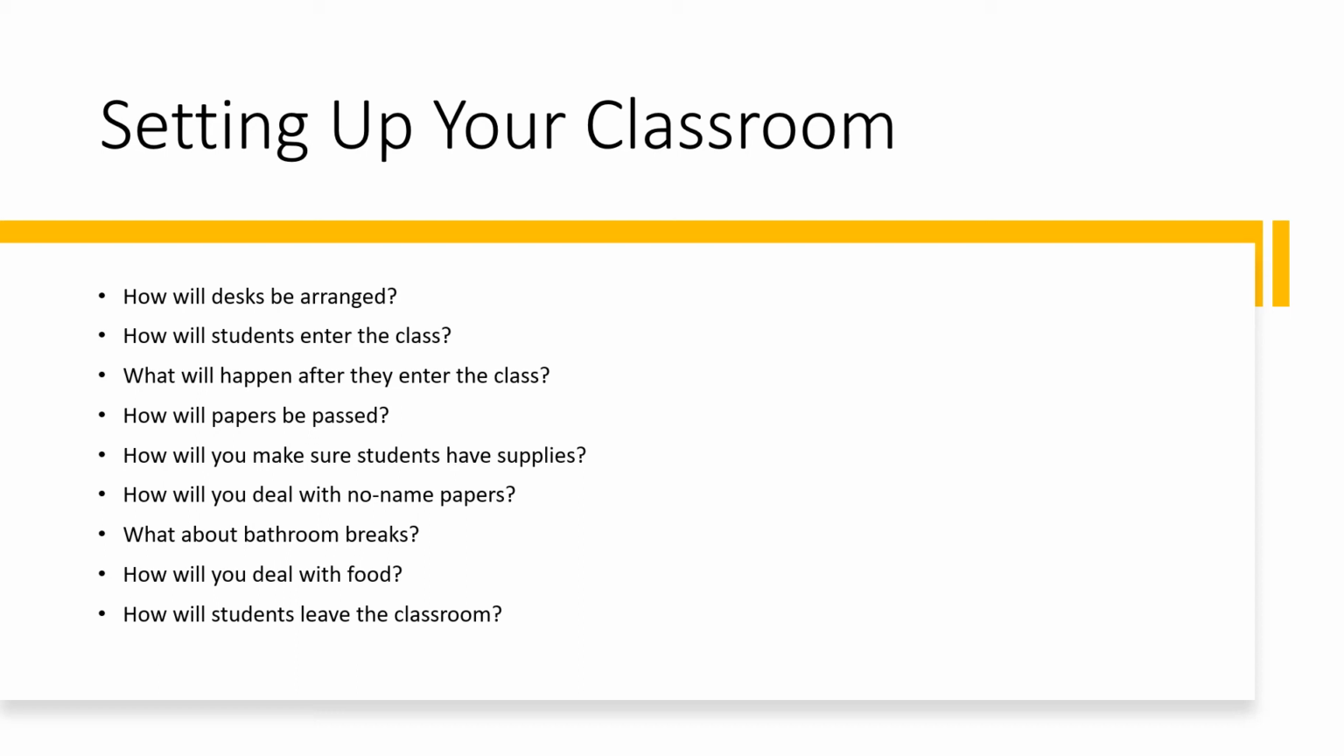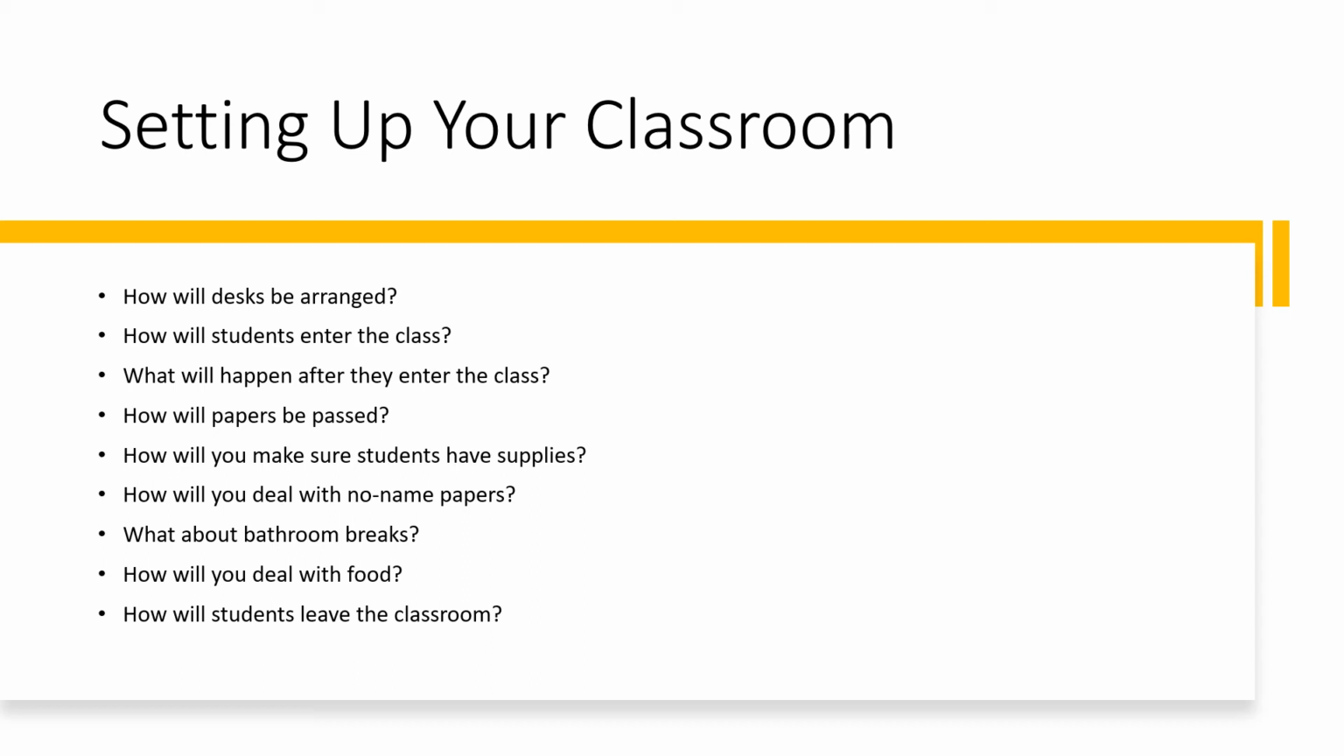At the beginning of the year, you have a lot of decisions to make about how to set up your classroom. How you set up your classroom impacts student behavior in the classroom. Let's take a look at some questions you will need to consider. How will desks be arranged? If you put students in rows facing forward, there are advantages and disadvantages to that. For example, there will probably be less talking. However, there will probably be less cooperative learning as well.